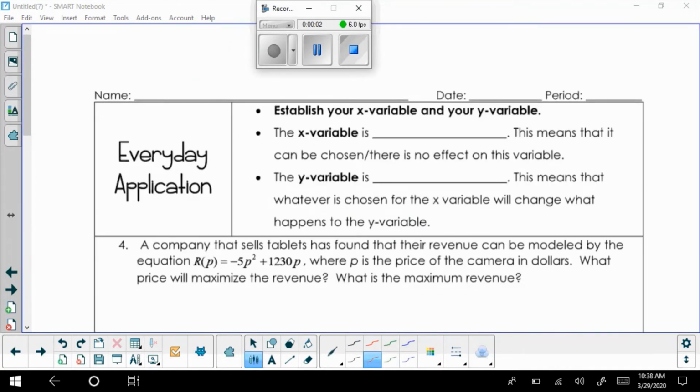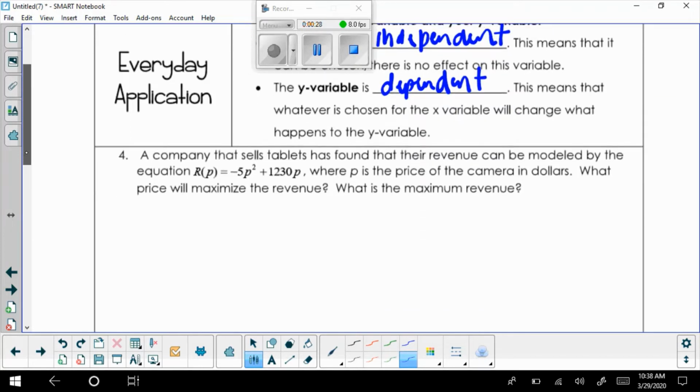Okay, on the back page is the everyday application. So establish your x variable and your y variable. The x is independent. This means that it can be chosen and there's no effect on this variable. The y is dependent. This means that whatever's chosen for the x will change what happens to the y.